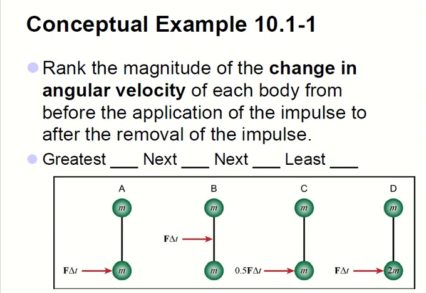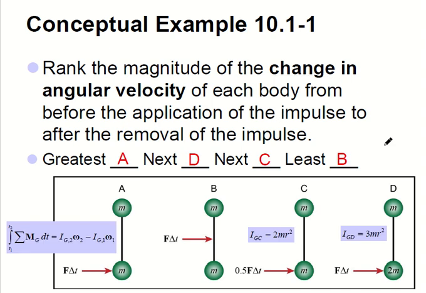All right. Then we'll go into ranking the magnitude of the change in angular velocity. We want to rank the change in angular velocity this time, of each body, from before the application of the impulse to after the removal of that impulse. Let's take a look at it. This time we're going to use this equation. Of course, you are now concentrating on angular velocity, therefore we will change the equation from linear into angular. We're going to do the same thing.